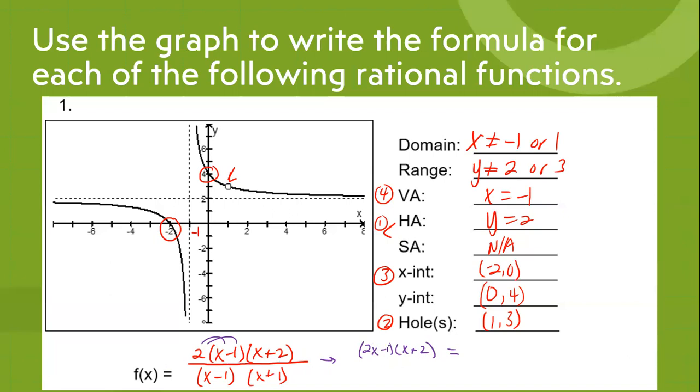Oh, I wrote a 2 and a 1. Thank you. There we go. So we have 2x squared plus 4x, and then minus 2x minus 4. Correct? And the denominator, I just got to distribute, and that's going to give me x squared minus 1. Double distribute with FOIL.